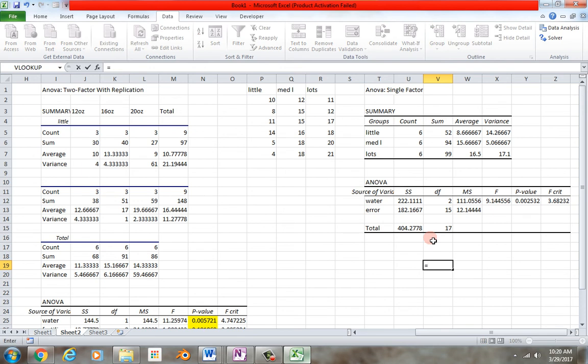So remember, Tukey says take the square root of MSC divided by N, which is 6, because it's the amount in each cell, or in each column. That's cool. That's my denominator. So then Tukey says, well, let's compare little versus medium. And let's come down here and do equals parentheses this guy minus this one divided by this guy. Boom. And we'll do little versus lots.